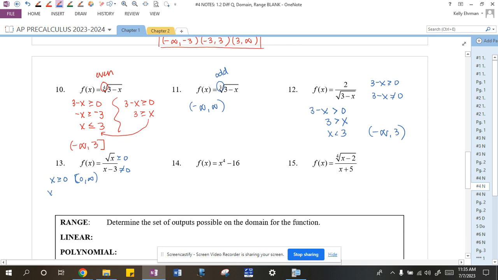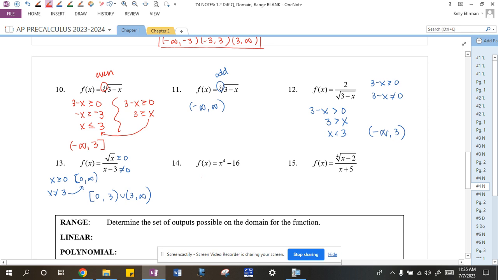But then we have x can't equal 3. So now we've got to make that cutout in our domain. Our domain is actually 0 to 3, not including 3, and then 3 to infinity. You have to simplify your domains if you're writing an interval notation.